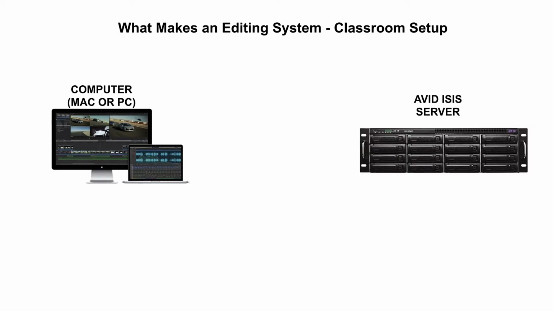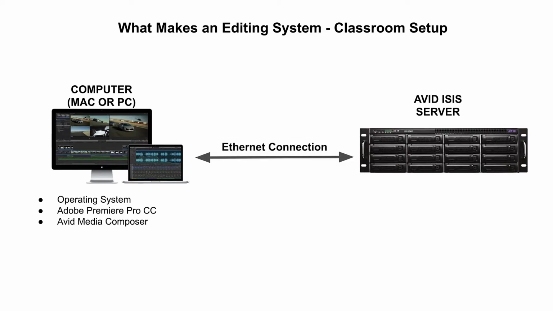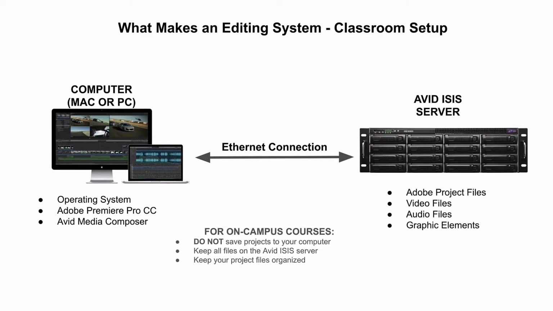If you are taking this course on campus, the setup is a bit different. The computers in the classroom contain the operating system and the apps, but all the files for the course, including your project files and all other materials, will be organized on the Avid ISIS server down the hall. The computers in the classroom are linked to the server via a fast Ethernet connection. Whatever you do, do not keep your project files on the computer itself. Since these computers are in an academic environment, files are regularly erased to keep the system running properly. Many students have lost their work because they saved to the internal hard drive on these computers. Make sure you send your files to their proper place on the server.